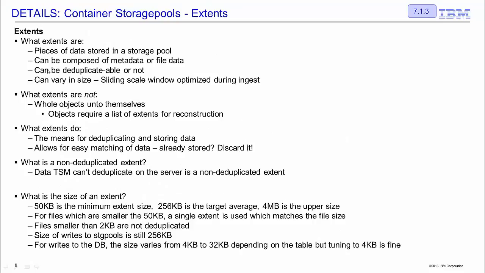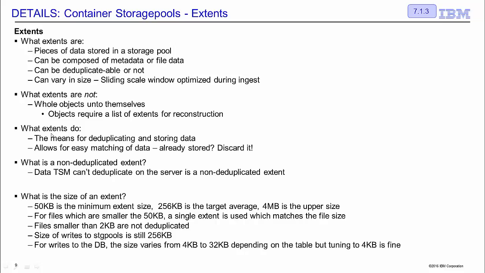When we write out to a container, whether it's directory or cloud, we are now utilizing something called extents. And extents are basically pieces of data that are going to be stored in a container pool. They could be composed of metadata or file data. They could be deduplicated or not, and they can vary in size. We do have a sliding scale window that's optimizing the size of these extents during the ingest of the data. The extents by themselves are meaningless. You really need multiple extents to create a whole object.